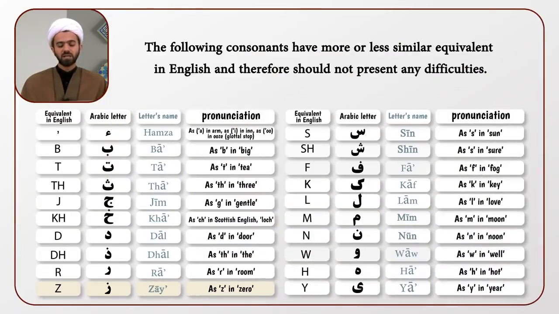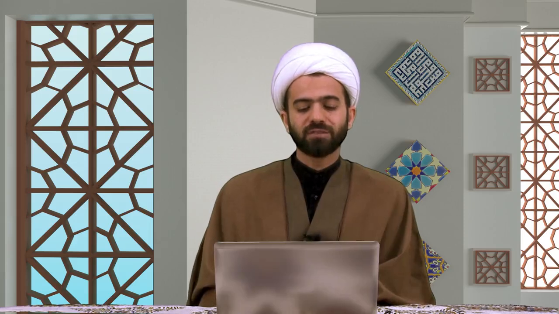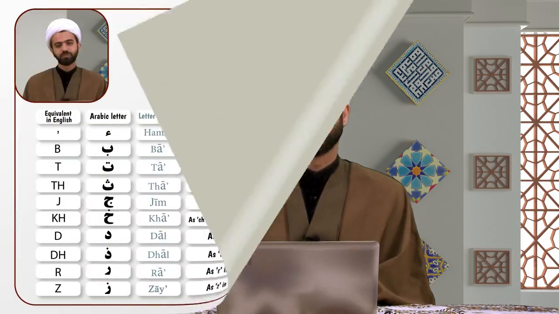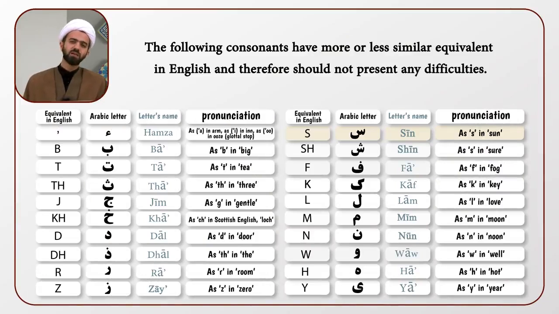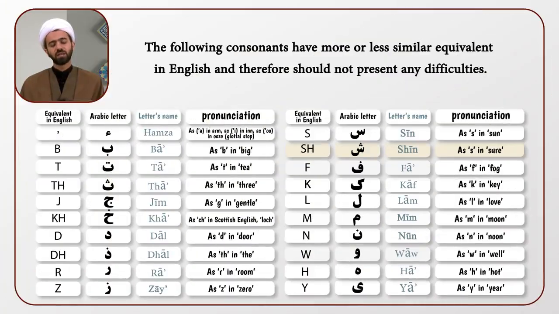The other character is Zai. This is the name of sound Z. Like zero. Also, we have another character, seen. Seen is the name of sound s. Like we have sun in English. The other character is sheen, the name of sh. Like we have in English, shore.